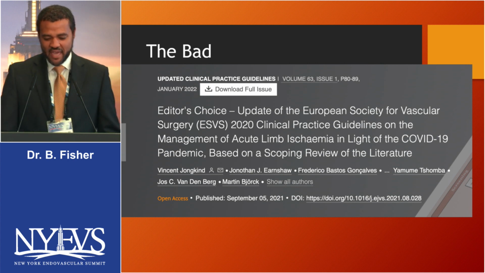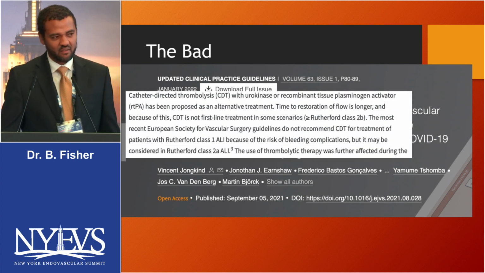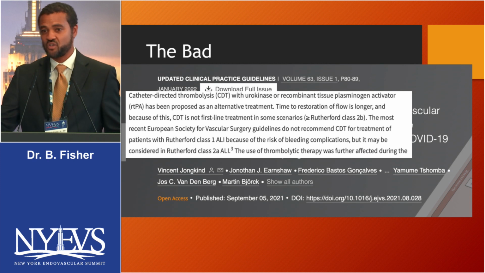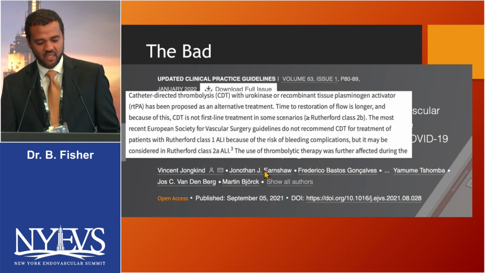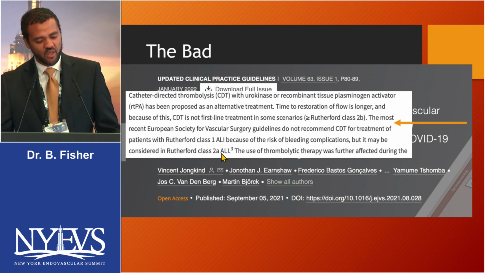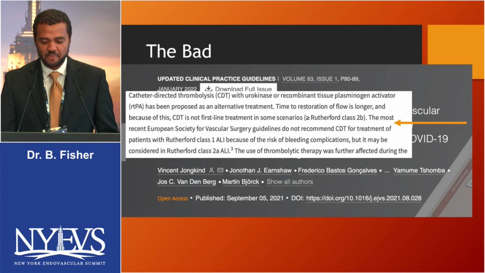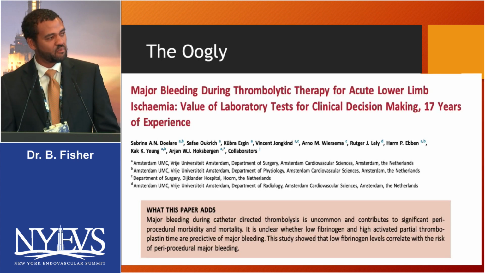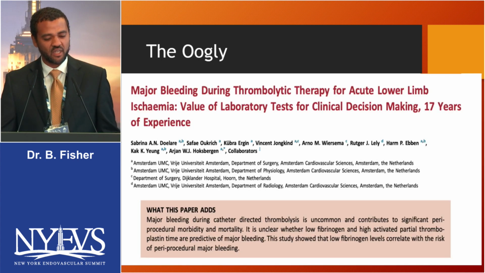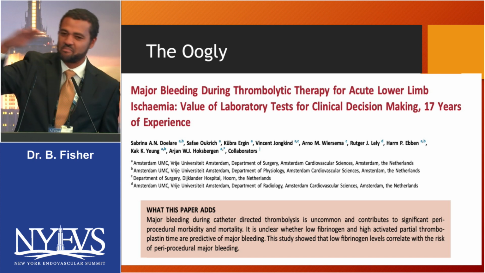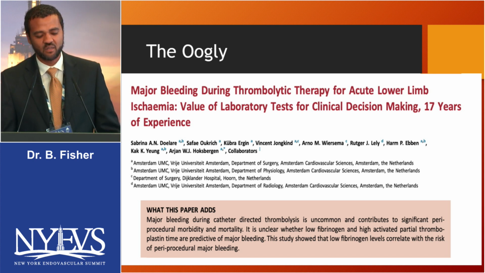So what is the bad? I find it striking that the European Society of Vascular Surgery no longer recommends catheter-directed thrombolysis for Class 1 ALI because of the risk of bleeding complications. But they still talk about Rutherford Class 2A acute limb ischemia being a possibility. That's an important piece. And I talk about the ugly, and then we get to the oogly. So that's a step beyond being ugly. I don't know if you guys have ever heard that term before.